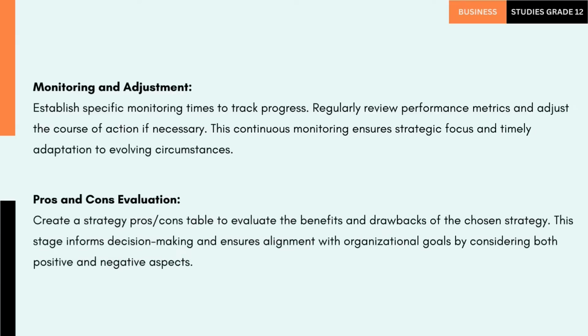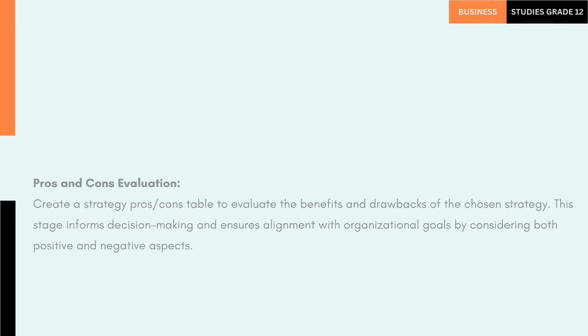7. Pros and cons evaluation. Create a strategy pros and cons table to evaluate the benefits and drawbacks of the chosen strategy. This stage informs decision-making and ensures alignment with organizational goals by considering both positive and negative aspects.